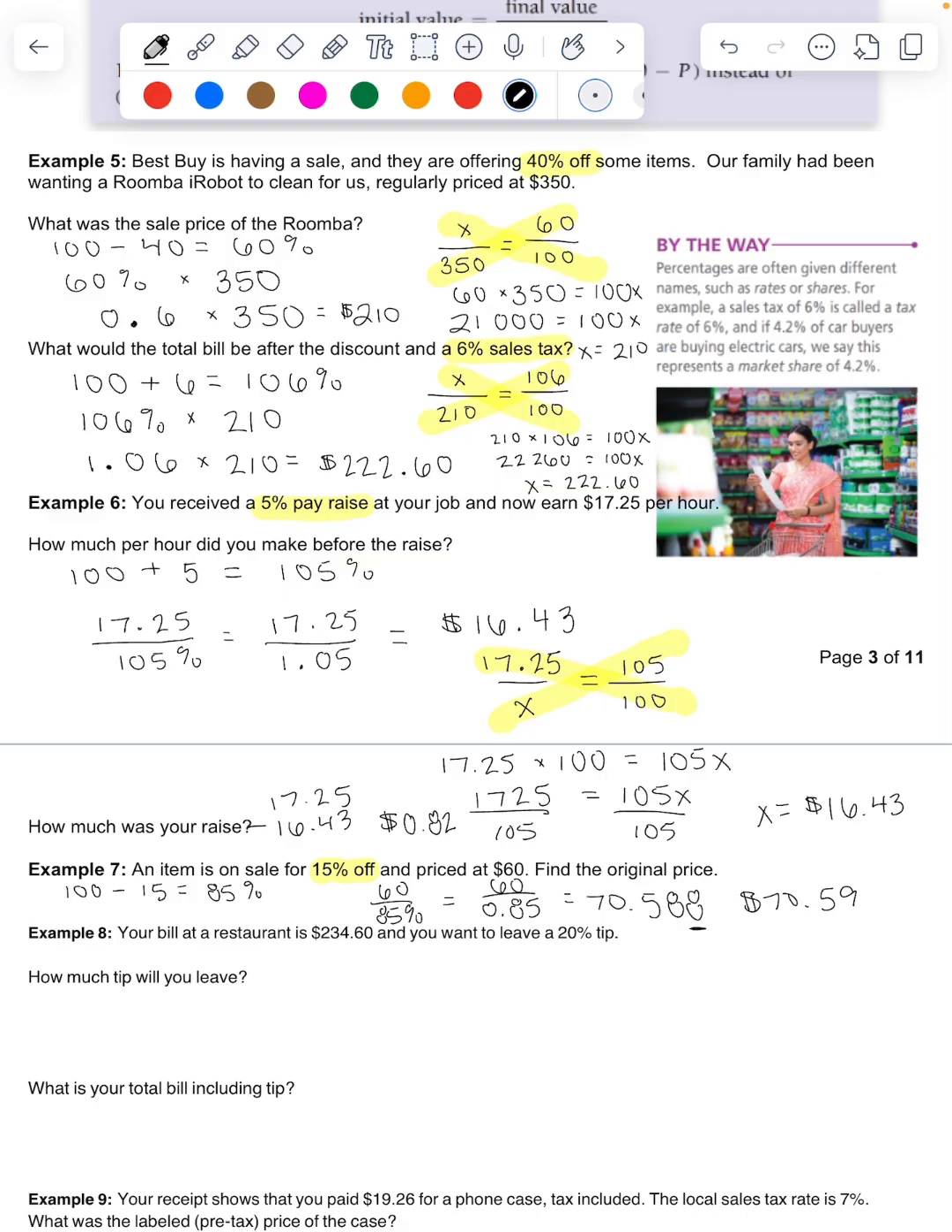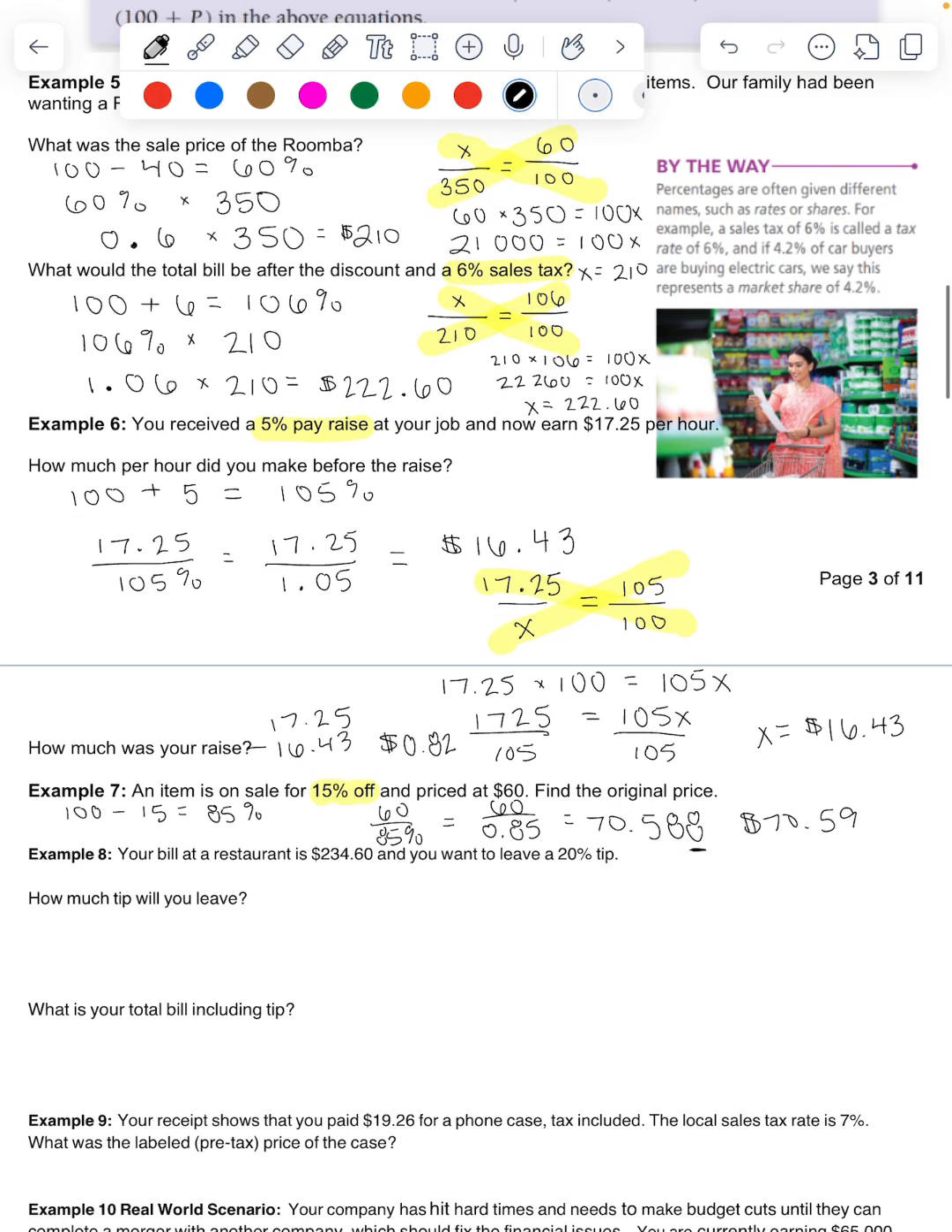Do a little sanity check. My original price should be higher than my sale price. It is. My sale price is $60. But if I got something that was crazy off, 15% off isn't a great sale, depending on what it is. But if I got it like, oh, the original price was $300, I'd be like, that seems kind of crazy. If I got it that the original price was less than $60, that seems kind of crazy. So just check your work, make sure it makes sense.